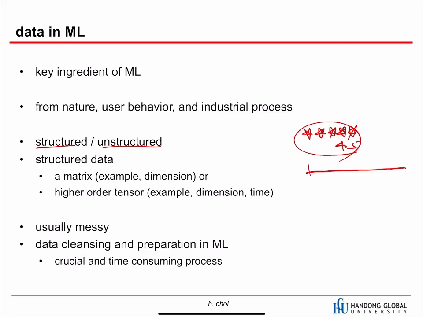And the plot was great, and the story was beautiful, but the actress was not great. So this kind of text is unstructured. Okay. And usually the data is messy, and the cleansing and preparation is really a time-consuming job. Probably you will spend like 90% of your time in data cleansing and preparation.